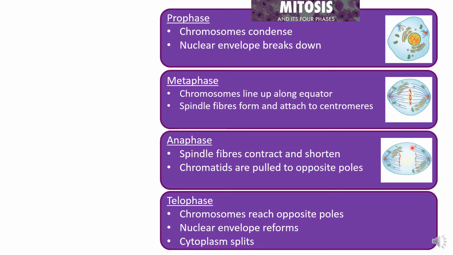And then finally, telophase is when the chromosomes reach the opposite poles. You can see that the nuclear envelopes are starting to reform and your cytoplasm starts to split. So the cytoplasm will start to cleave and split down the middle in order to form 2 new cells.